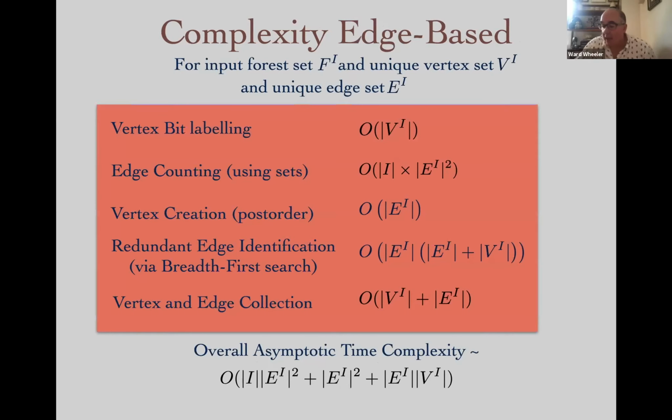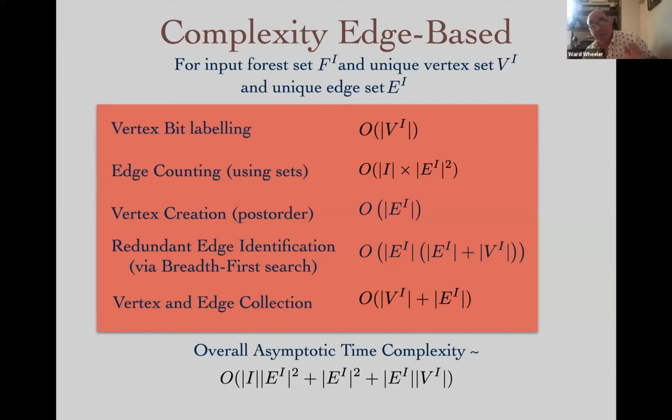Now, when we look at the complexity set for the edge-based techniques, we have the same forest set, the same unique vertex set, the same unique edge set. And we have some very similar operations. So we start with the vertex bit labeling. That is, of course, going to be linear with the number of vertices. And then we have to count the edges in the same way we counted vertices before.